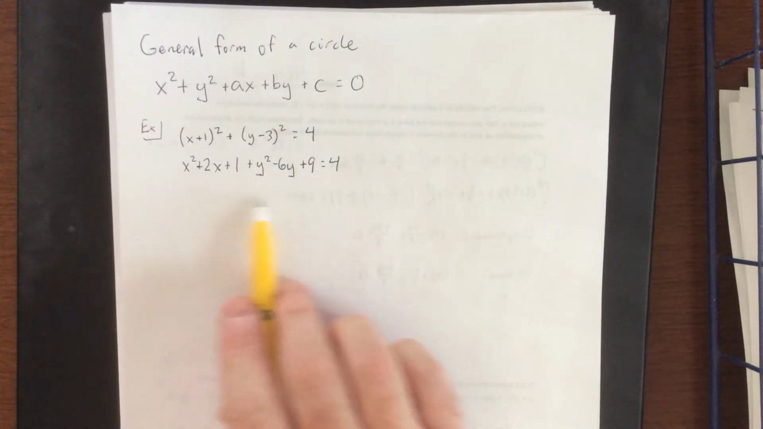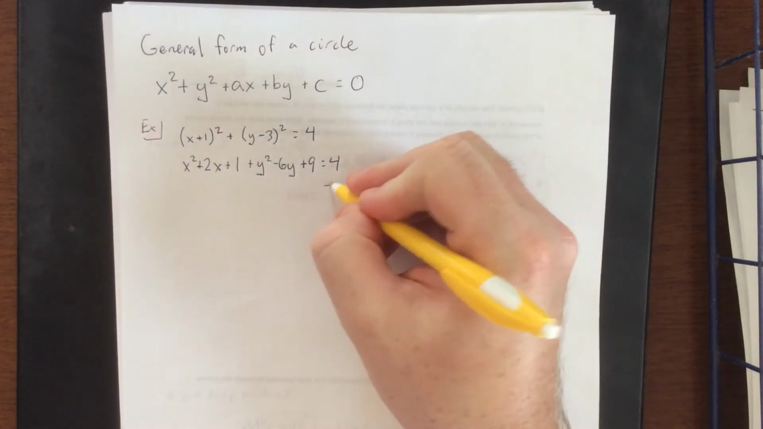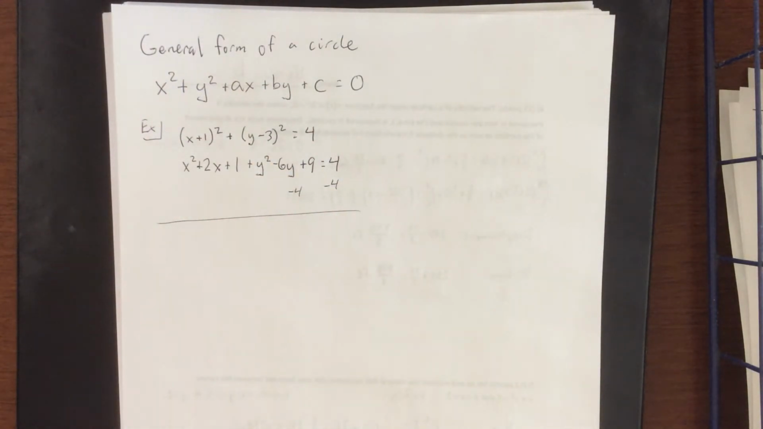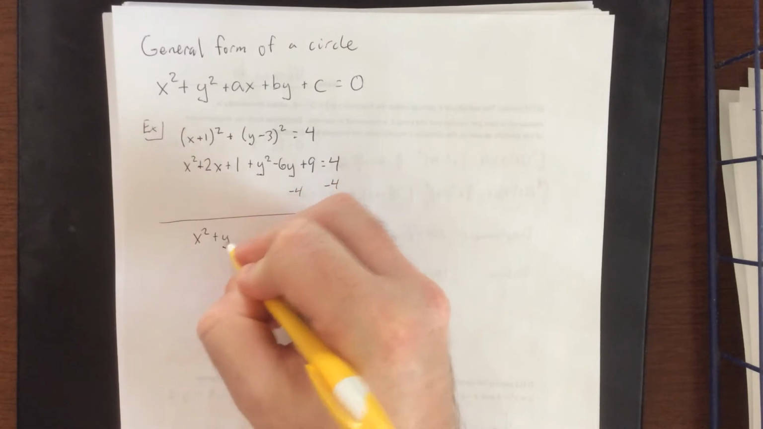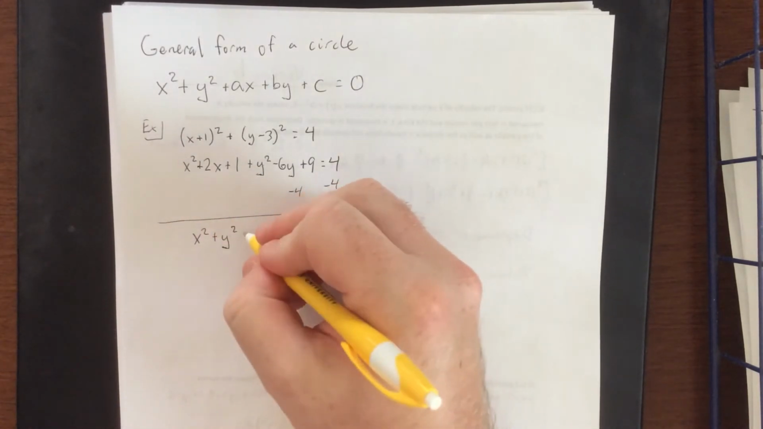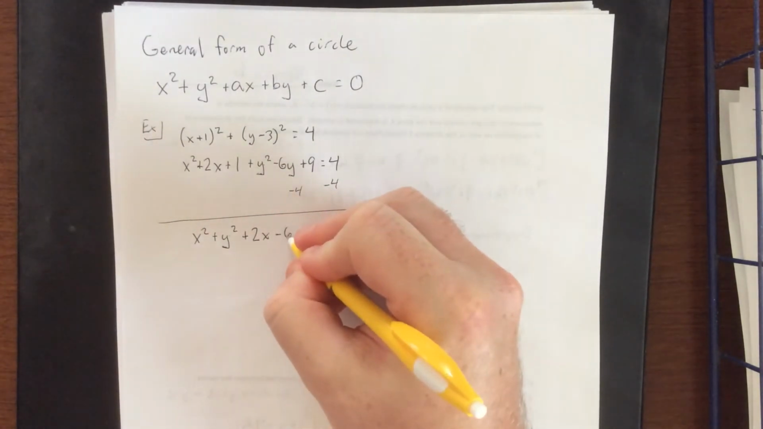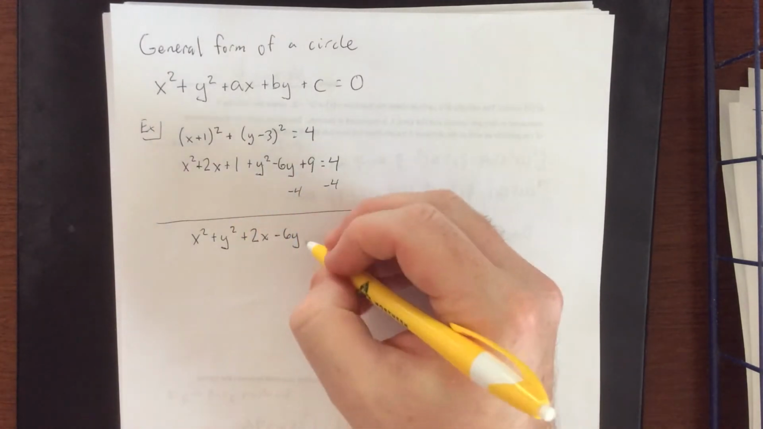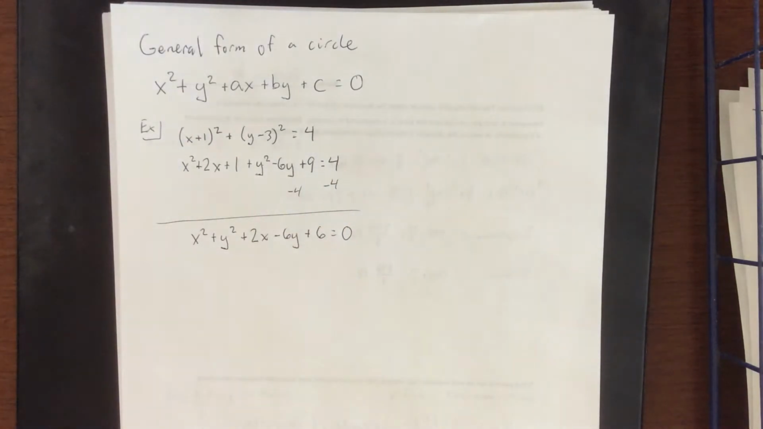So I've gotten rid of my completed squares on the left-hand side. Now I need to get a 0 on the other side, and I'll do so by subtracting 4 from both sides of the equation. After I combine all of my like terms and maybe do a little bit of reordering, we'll have an x squared, we'll have a y squared, we'll have a plus 2x, we'll have a minus 6y, and then 1 plus 9 minus 4 would be plus 6. This would be general form of a circle.